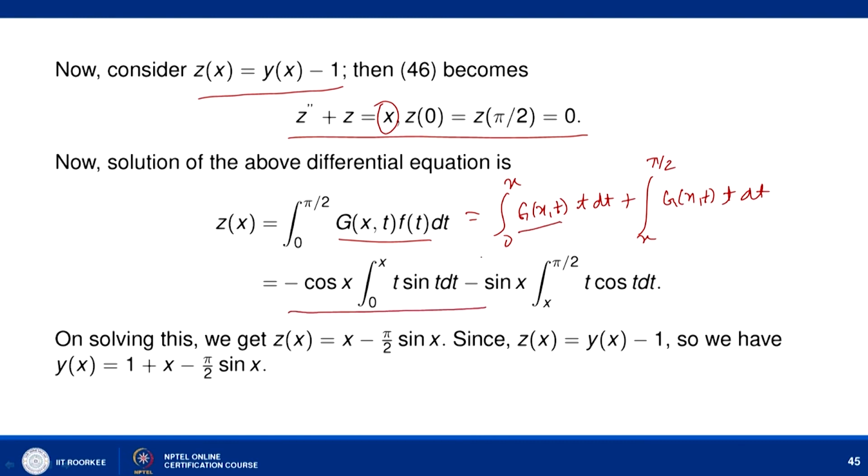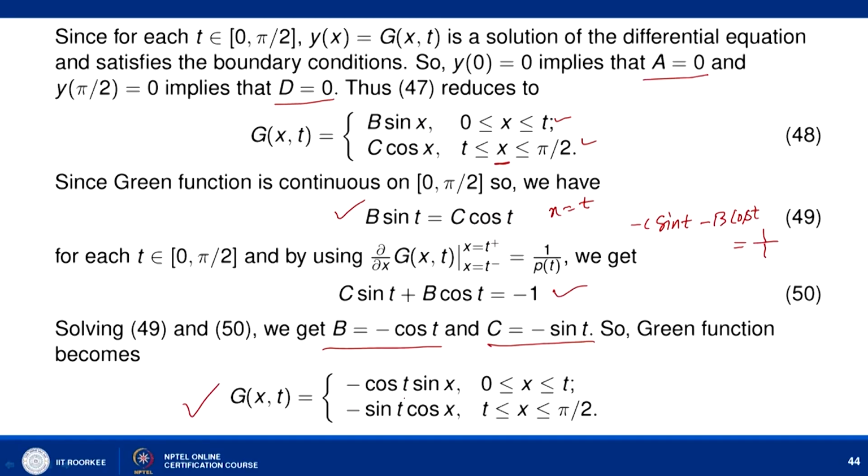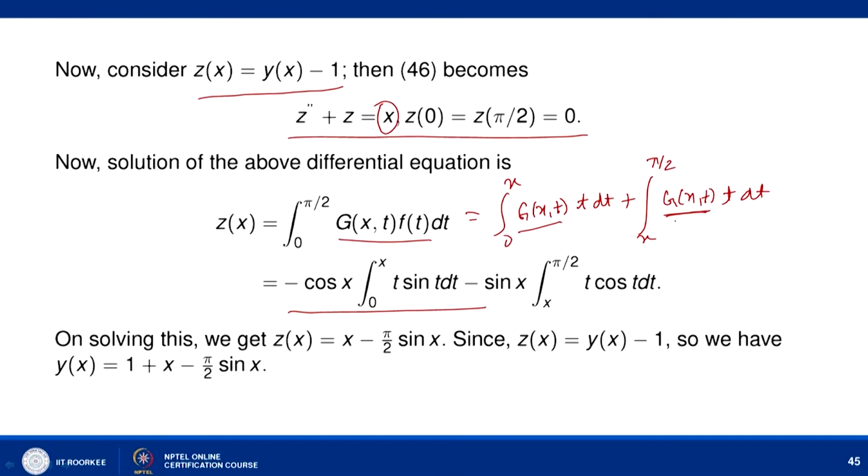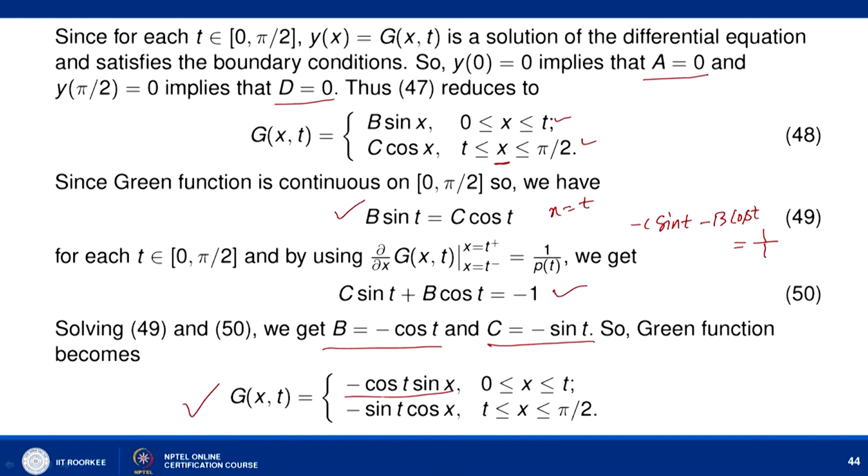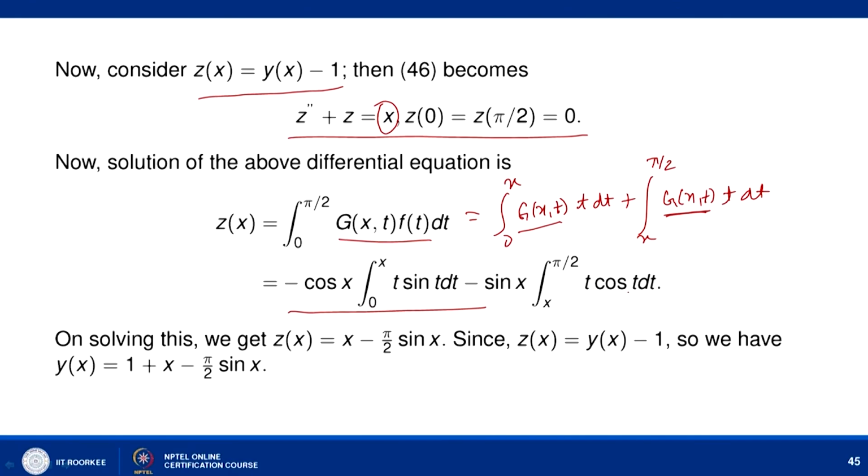So, g(x,t) is minus sin t cos of x, and in the other region t is bigger than x, which means minus cos t sin of x. So, this will be used here: minus cos t sin x. Minus cos t will go outside and sin x is taken outside because the integral is with respect to t. When you simplify, you will get your solution z(x) equal to x minus pi by 2 sin of x. I am not doing this integration because it is a simple integration, you can do it.